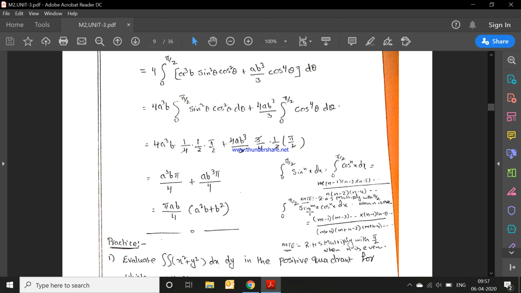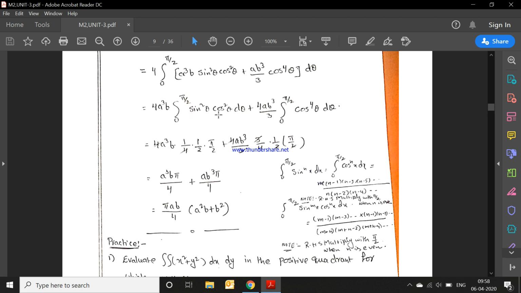Integral 0 to pi by 2 of sin power m x cos power n x dx: when m and n both are even, you can multiply with pi by 2. Then here also one function, integral 0 to pi by 2 of sin power n x dx, whose value is (n minus 1)(n minus 3)(n minus 5) and so on, by n(n minus 2)(n minus 4) and so on, into pi by 2 if n is even. Otherwise, if odd, you can multiply with 1.